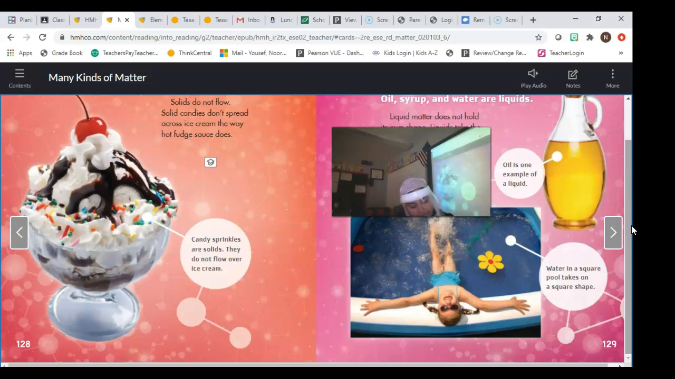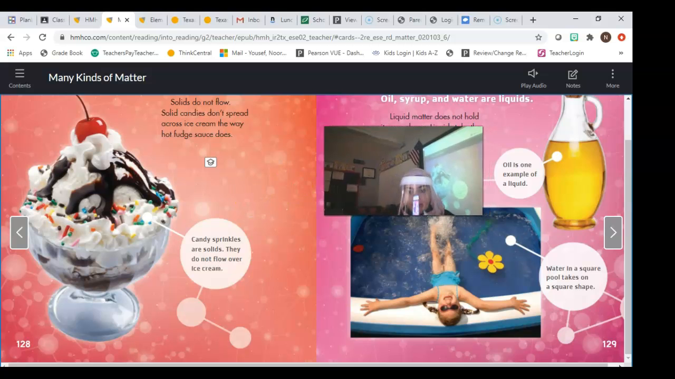Let's see. Now here the author is comparing and contrasting solids and liquids. What is the solid and the liquid that the author is comparing and contrasting here? What is he comparing here? Bernaya? The hot ice cream fudge and the candy sprinkles. Good. The candy sprinkles with the hot ice cream fudge. And he says how these are two examples of a kind of matter. Very good. Okay. I wonder what type of matter hot fudge is, right? Or we kind of already said that. It is a liquid, right? Okay, moving on.